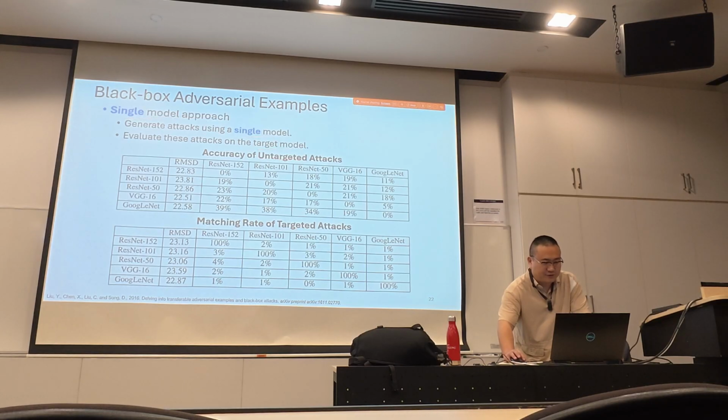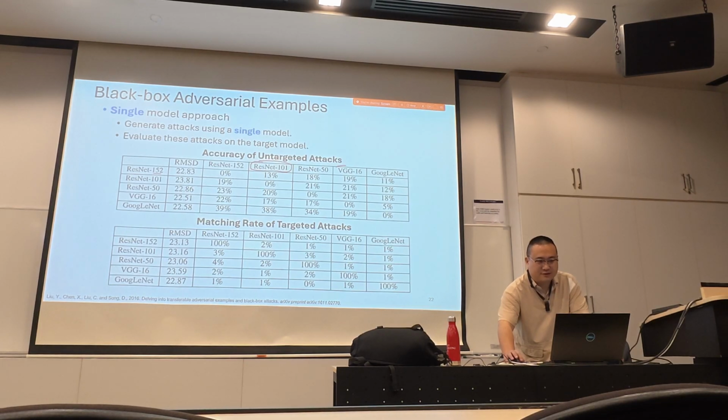For each row, it means that we are training this model locally. The first column represents the local model we train locally, and the other columns are the target architectures. For example, we are training a ResNet-152 locally, and after we generate the attacks, we pass them to a black box ResNet-101, or a black box VGG-16, or a black box Kubernetes.